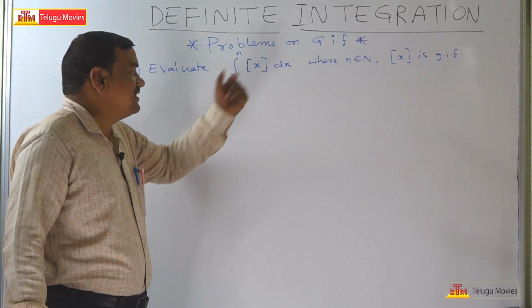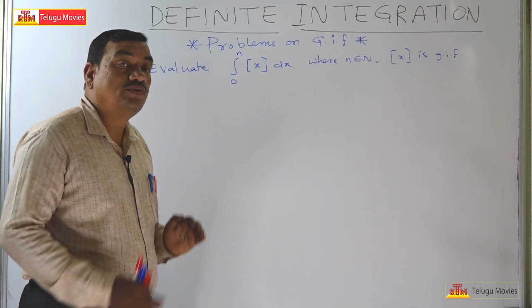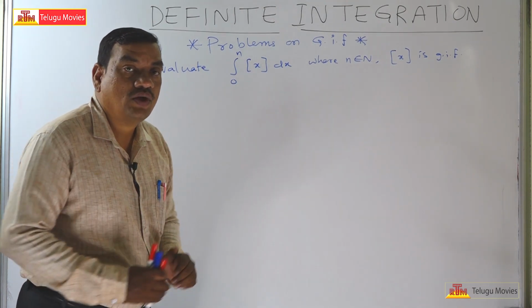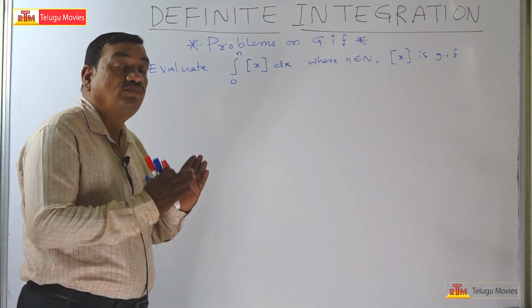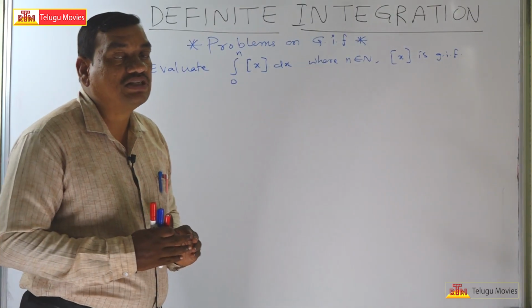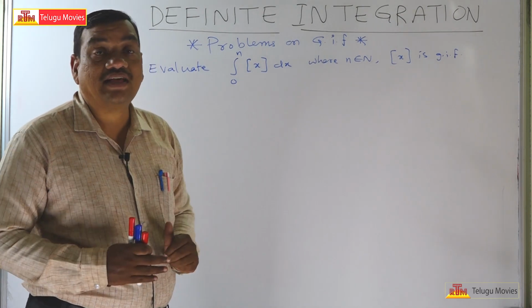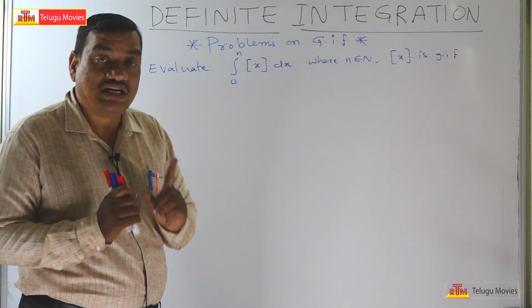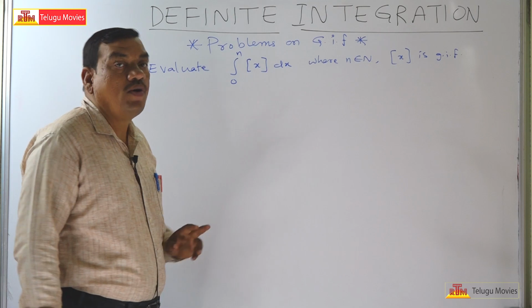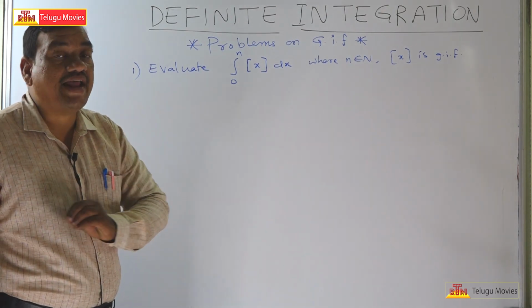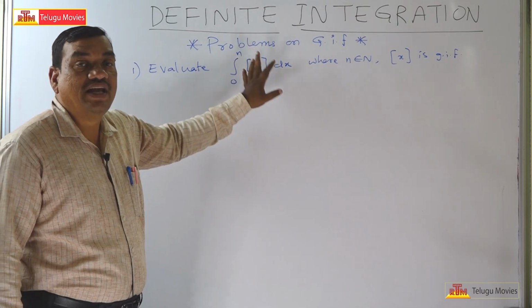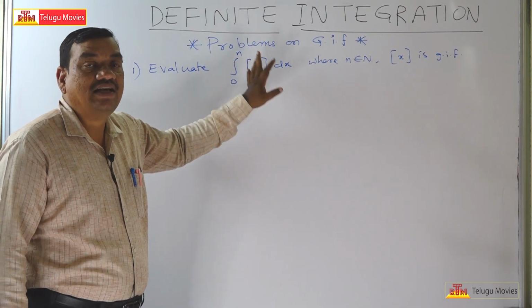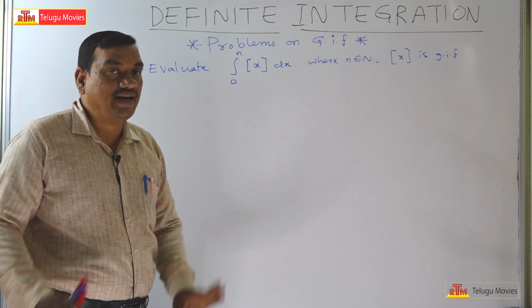So [x] from 0 to 1 has value 0. From 1 to 2, the [x] value is 1. From 2 to 3, the [x] value is 2. Like that, its behavior will change. That's why this type of problem you cannot do directly. If it is simply x or x square, sin x, or cos x, then you can do directly.